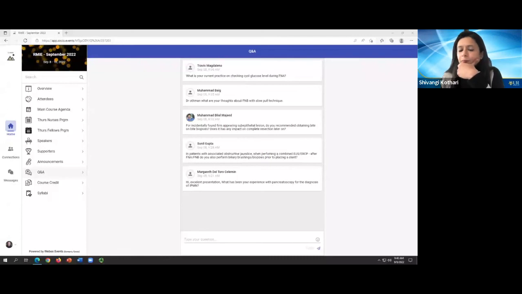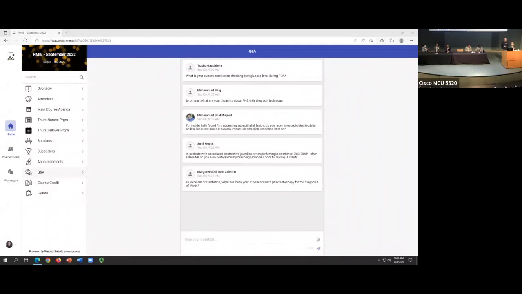Great. Anyone else from the panel want to add anything? No? Okay. It looks like we have one last question. For incidentally found firm appearing subepithelial lesions, do you recommend obtaining bite-on-bite biopsies? Does this have any impact on complete resection later on?